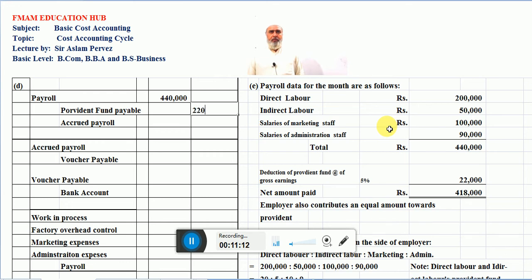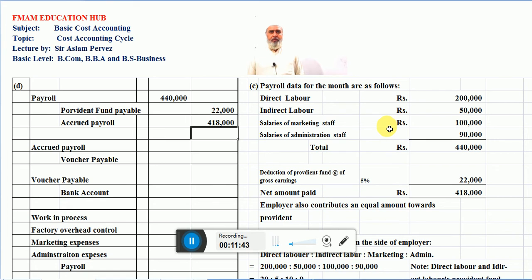22,000 rupees here. The net amount which is paid to the employees as a payment for their services is charged to the accrued payroll here. Accrued payroll 4 lakh 80,000 rupees here. Students, this is the first entry against the payroll. Payroll is the debit form, and the provident fund payable and accrued payroll are the credit form here.